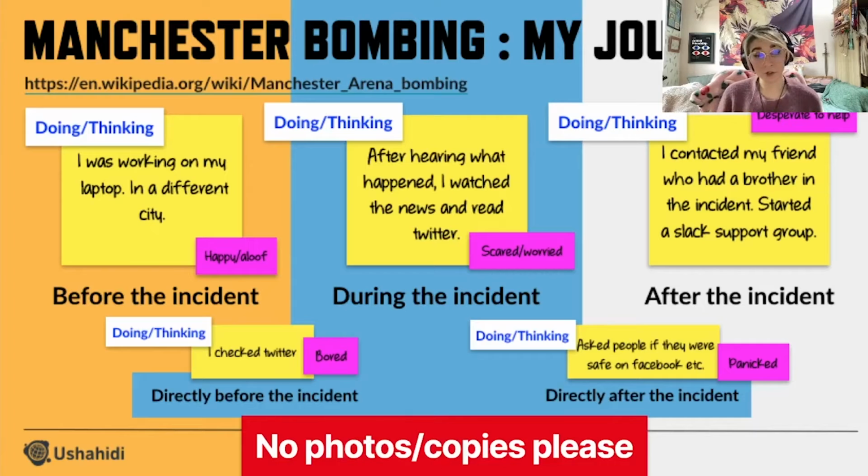So here is my own journey map that I used as an example in the workshop of my experience with the Manchester Arena bombing at the Ariana Grande concert in the UK. So this was used as a way to signal to the participants that we had gone through this process as well. We were doing our best to understand what it meant to ask this of people.